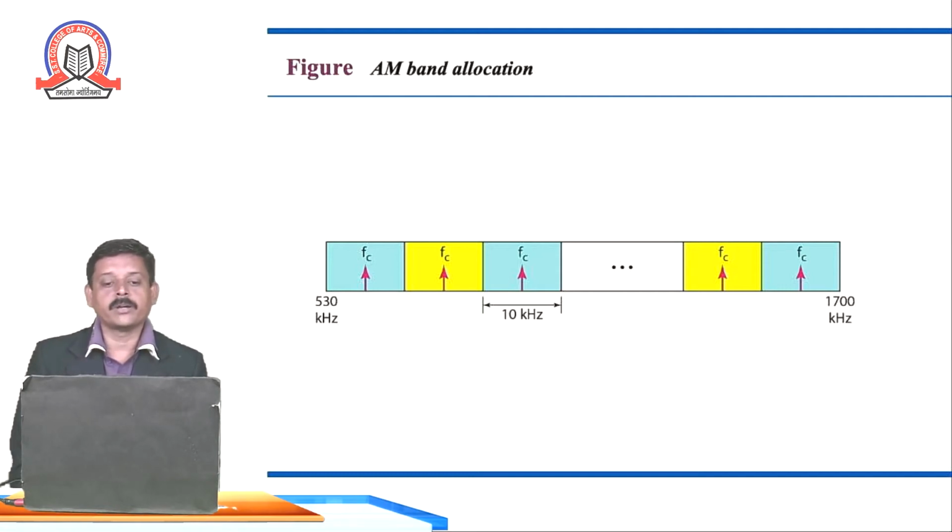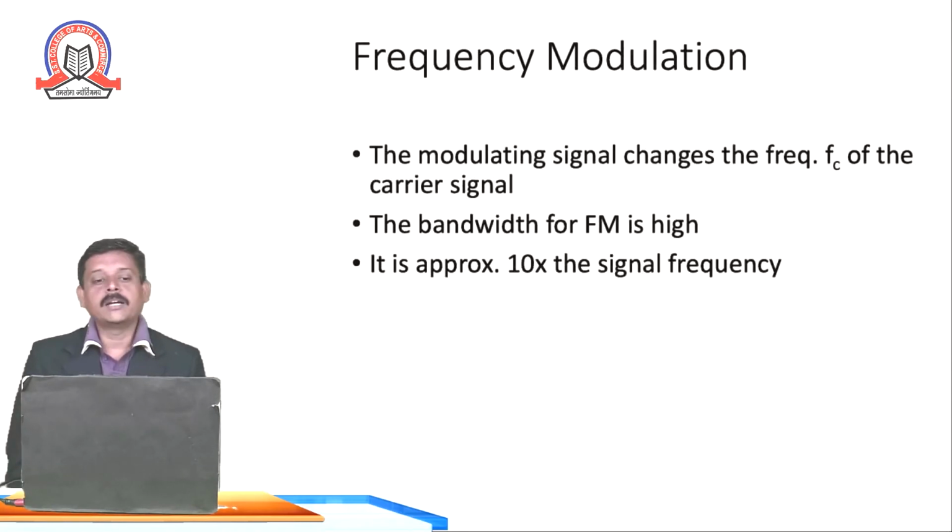We have bifurcated that frequency. Then let's discuss frequency modulation. The modulating signal changes the frequency fc of the carrier signal.